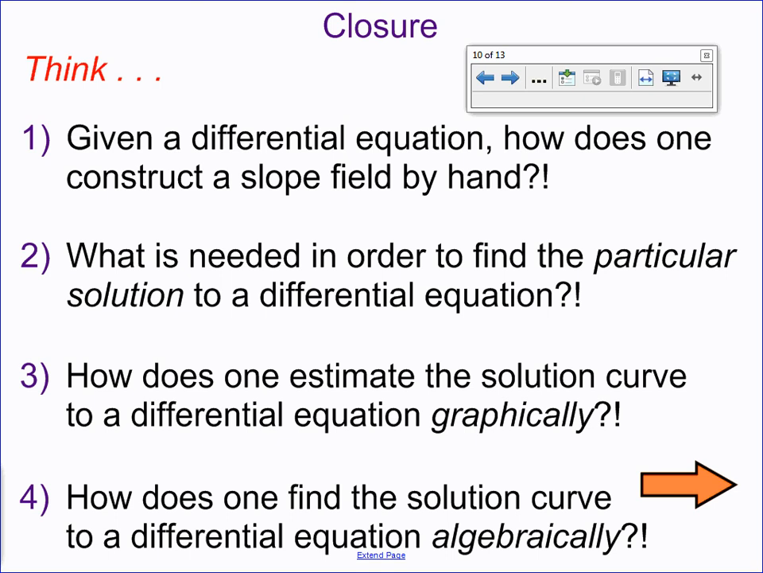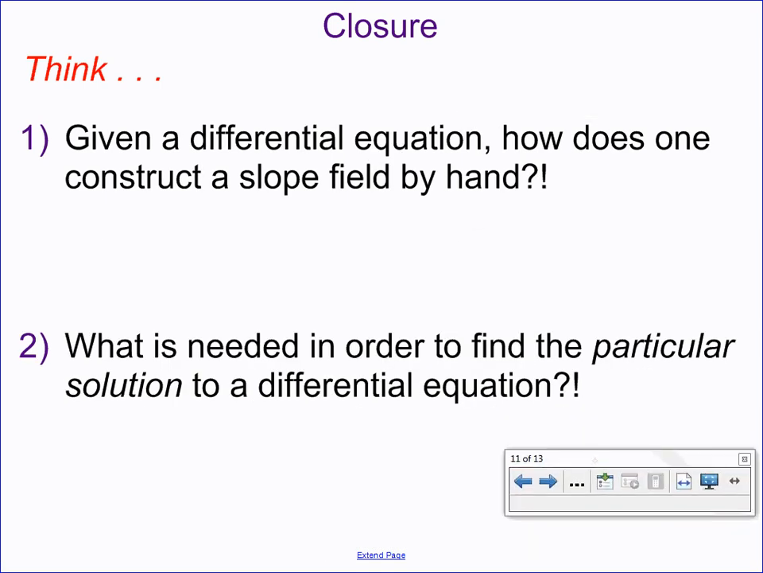Okay, ladies and gentlemen, let's go ahead and share our responses for our closure today. Again, four main ideas that we investigated in our 7-4 slope fields activity. Given a differential equation, how does one construct a slope field by hand? So what do we do procedurally to construct a slope field by hand? James? So you plug in the points and then you find the slope and then you draw a tangent line at that point. Absolutely. So we plugged in ordered pairs to my differential equation, evaluated to find individual slopes, and then drew in many tangent lines at the indicated ordered pairs.